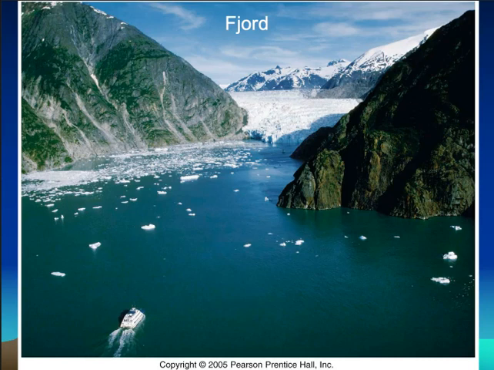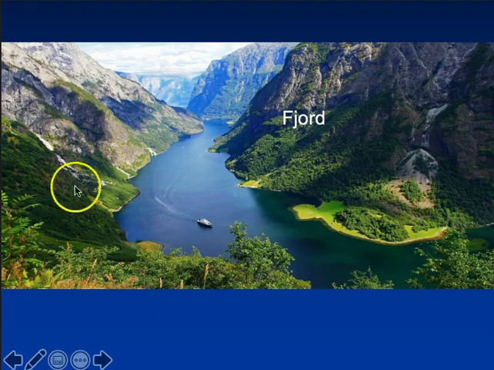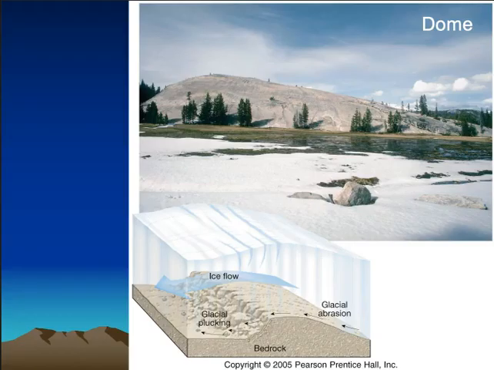Another example of a fjord here. This is a big U-shaped valley. You see the cruise ship in there for scale. These exist along Norway's western coast, as well as Alaska's western coast.